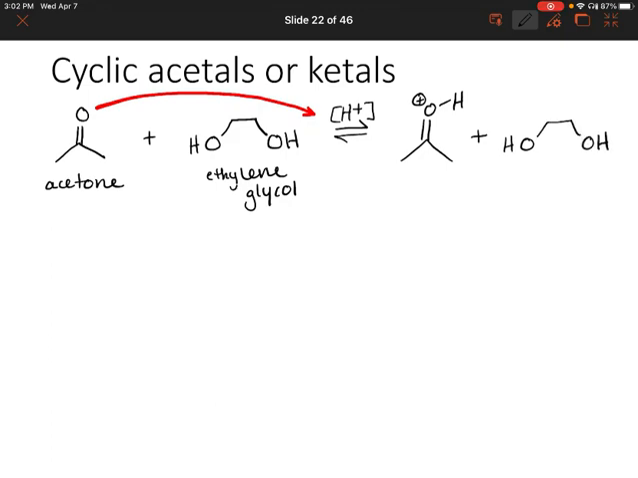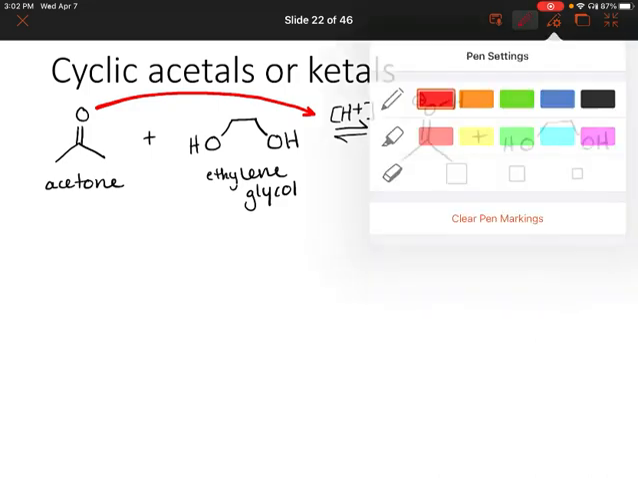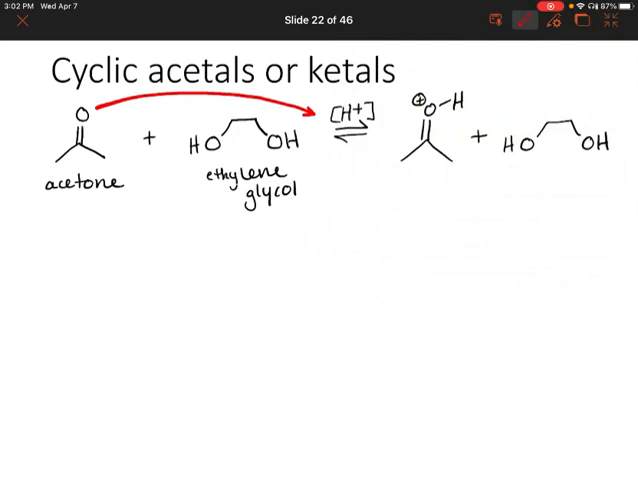And now the ethylene glycol is going to attack our carbonyl carbon. So let's just say that the oxygen on the left attacks. It doesn't really matter. Okay, so this is going to form kind of an interesting molecule here.